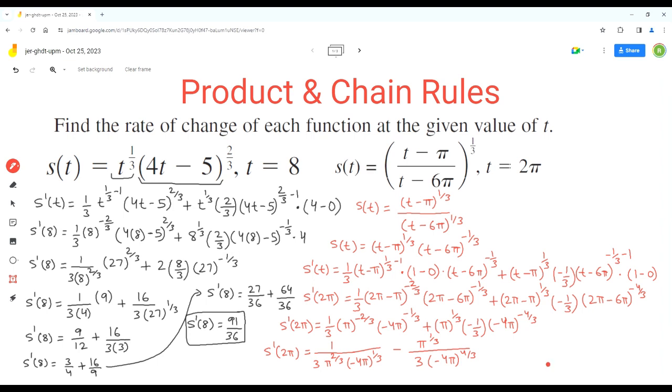Now we can simplify this expression further, but that will require a lot of steps and your teacher may not want you to simplify it any further. So these are the steps you have to keep in mind to find the derivative of these types of functions. So for these types of functions, we have to use the product and chain rules together to find the derivative.